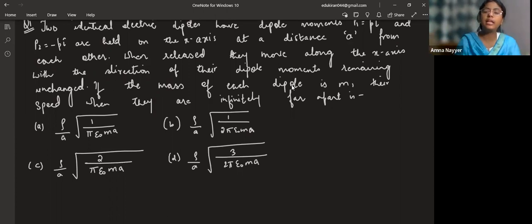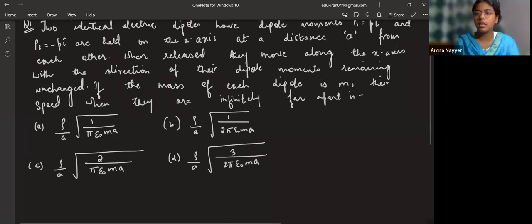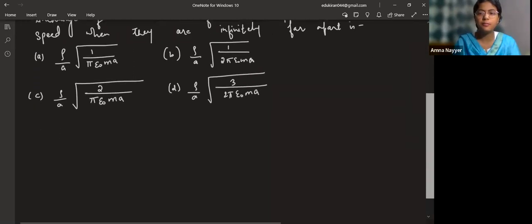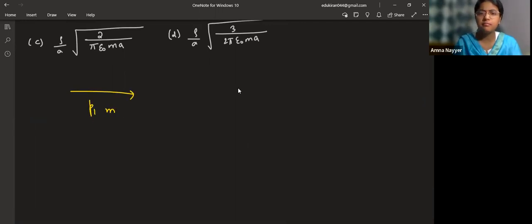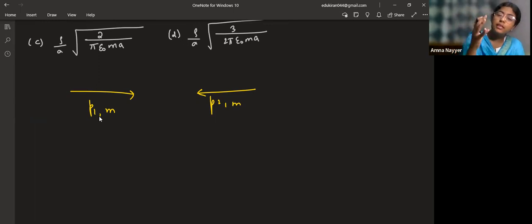So see, when two electric dipoles of opposite dipole moments are placed on a line, they experience a force of attraction along the same line. So how do they experience that? Suppose, let me draw this. This is P1, mass is m, same way. This is P2, mass is m. Both the dipoles have the mass m. Now you have to consider both the dipoles as a system.